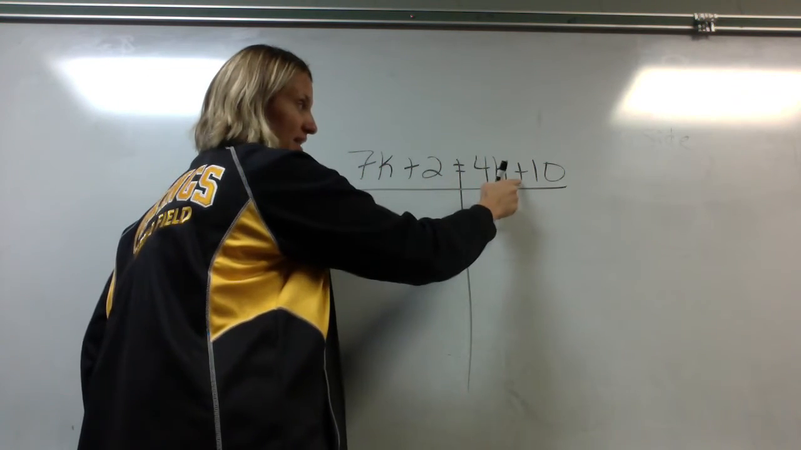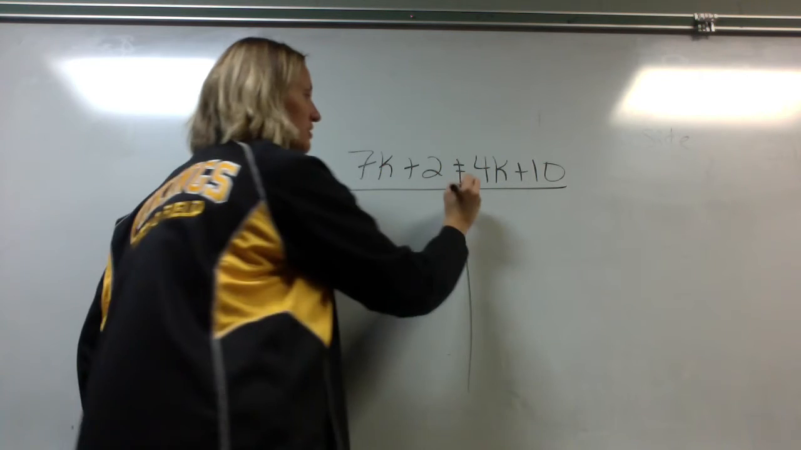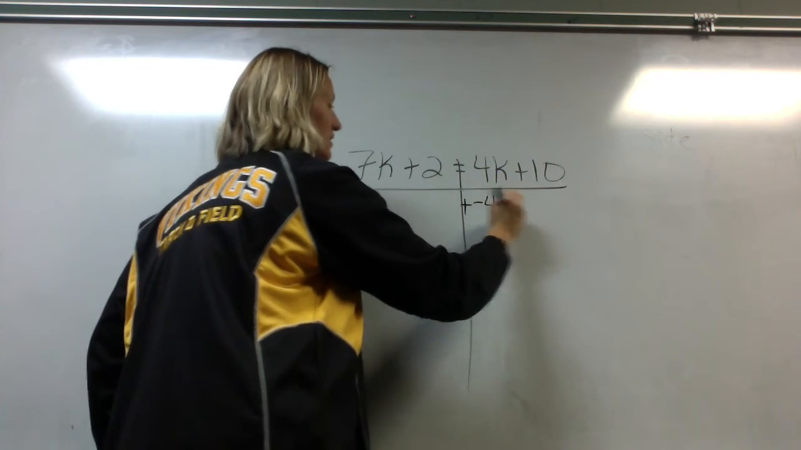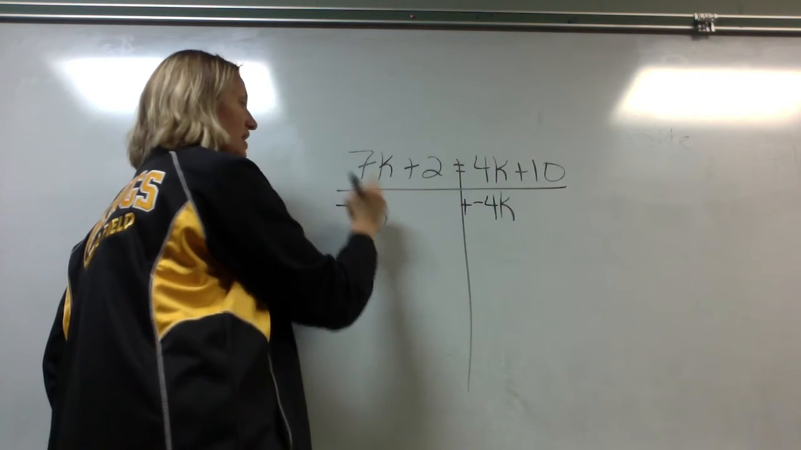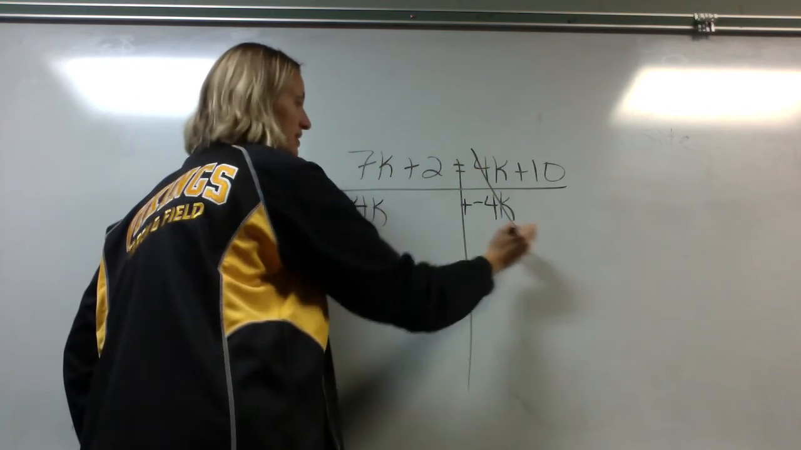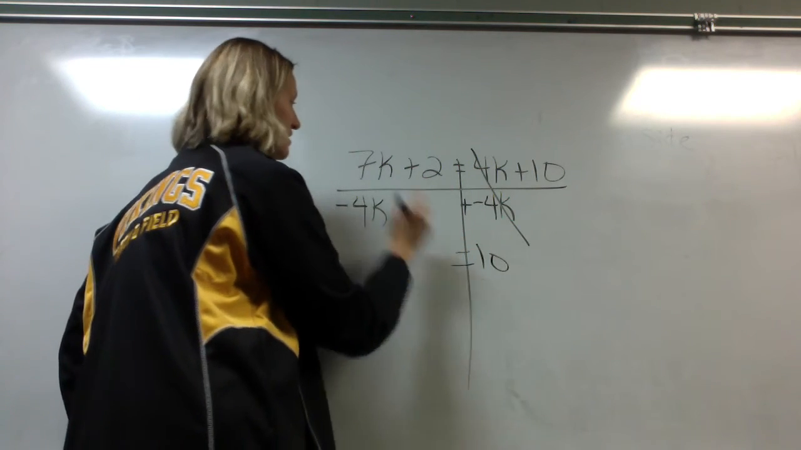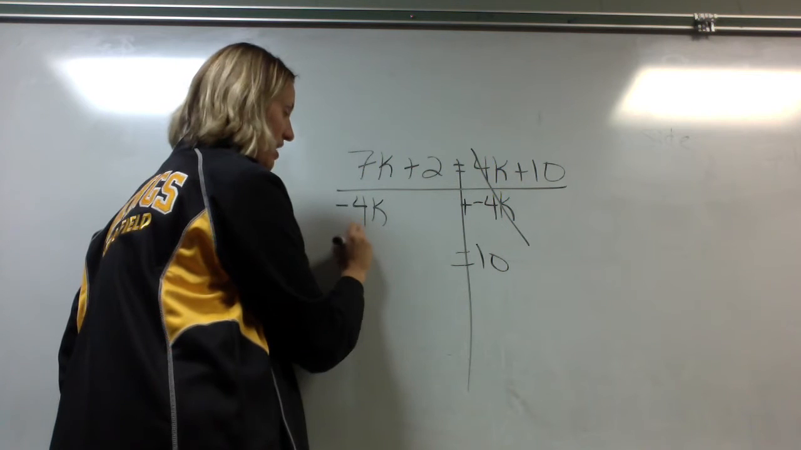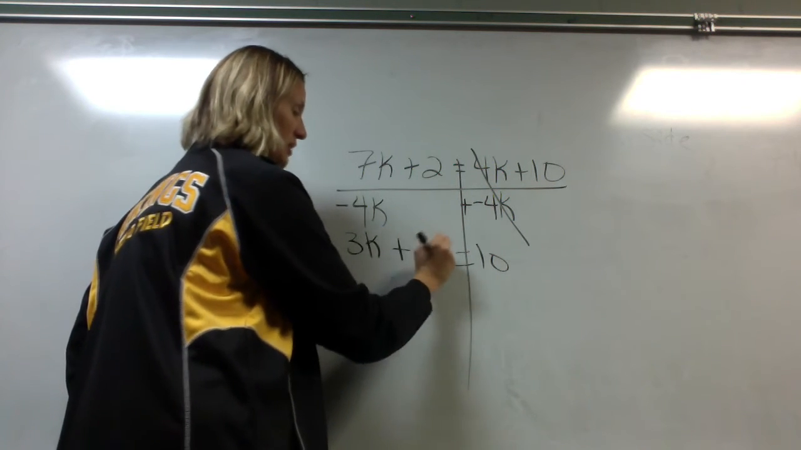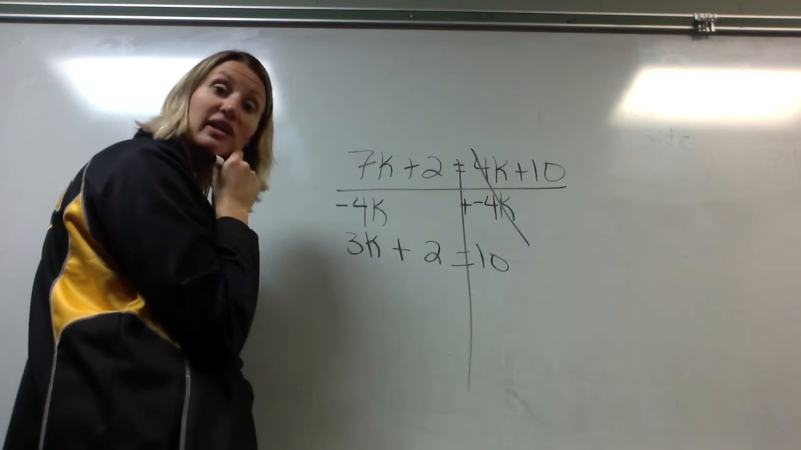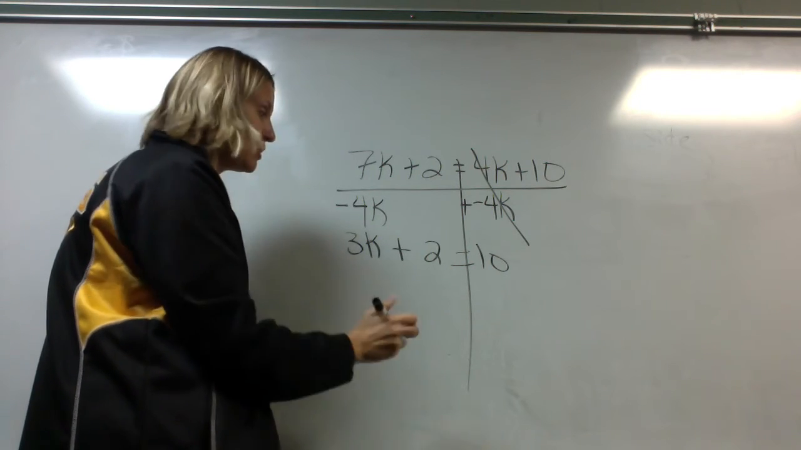So again, I need to undo the addition of the 4k. So I'm going to add the opposite and make sure to balance my scale. Again, lining up my like terms. This will leave me with just 10 on this side. 7k plus negative 4k is 3k plus 2, and again, now from this point on, I just follow the steps of solving a two-step equation.